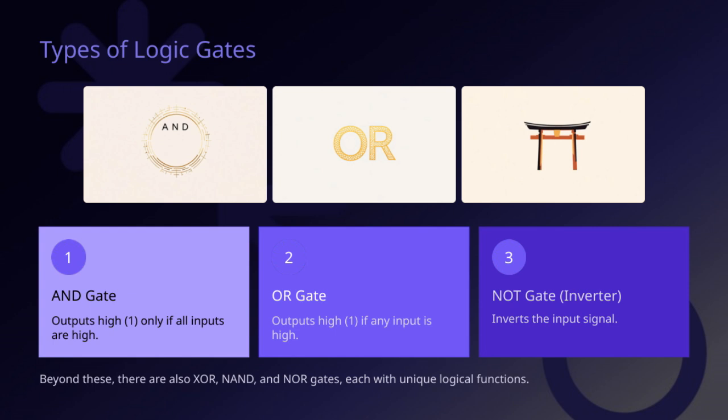For example, XOR outputs high only if an odd number of inputs are high, while NAND and NOR provide their own specific logical behaviors. Finally, the AND gate outputs high only when all inputs are high. It's the logical equivalent of an all-conditions-must-be-true scenario. All of these gates form the building blocks of digital logic, and understanding their functions helps us grasp how complex digital systems are built from simple, reliable components.